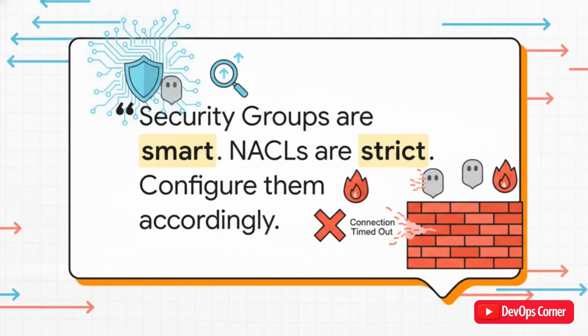So if you only remember one thing from all of this, let it be this simple phrase. Security groups are smart, NACLs are strict. They're not enemies, they're just different tools for different jobs. Use the smart bodyguard for detail protection and the strict border guard for broad enforcement. Get that right, and you can say goodbye to those silent, frustrating connection timeouts for good.